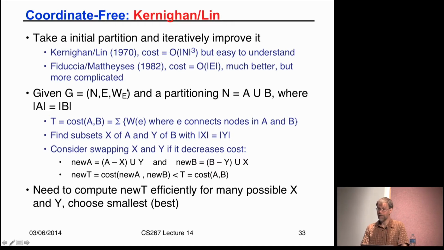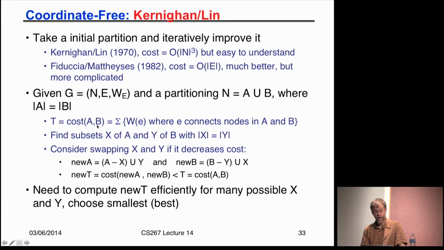So here's the idea of how we're going to iteratively improve a starting guess. I'm given a graph with edge weights, and I'll assume the node weights are all 1, just to keep it easy. And I have an initial guess at a partitioning. The nodes are broken into A union B. What I want to do is figure out whether it's worth taking a little bit of A, a little bit of B, and swapping them, right? That's going to be my step.